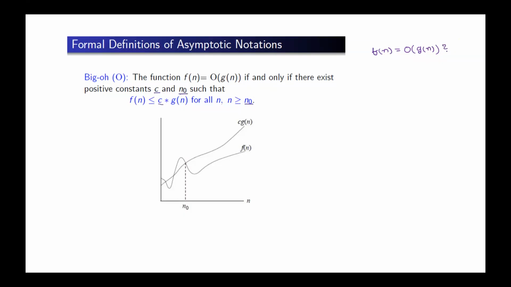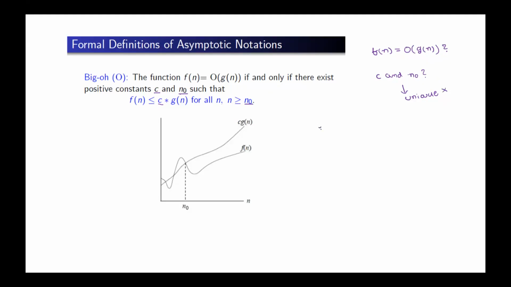Here, are c and n naught unique? Or do we have different options for c and n naught? We actually have an infinite number of values for c and n naught. They are not at all unique.